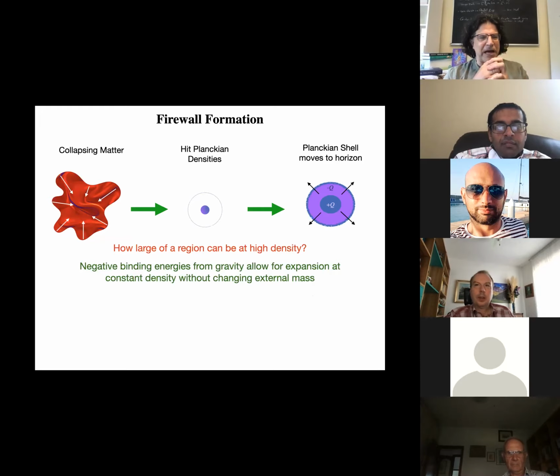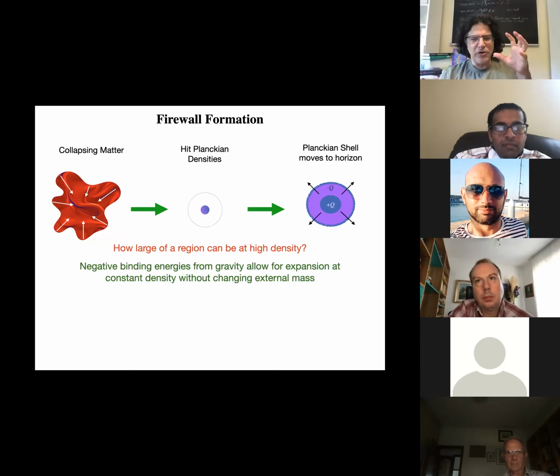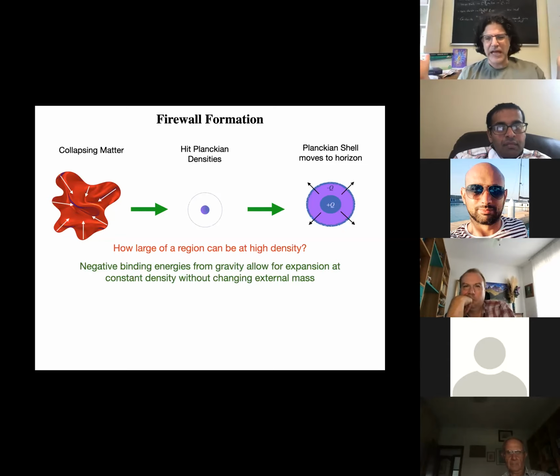So collapsing matter, which hits Planckian densities and then evolves back out, we can ask how large of a region can be at high density. As we saw, you can have solutions, ours perhaps as a toy solution, where you have Planck density shells at the surface, and the negative binding energy seems to cancel the total energy density in that system to allow for much smaller masses asymptotically.